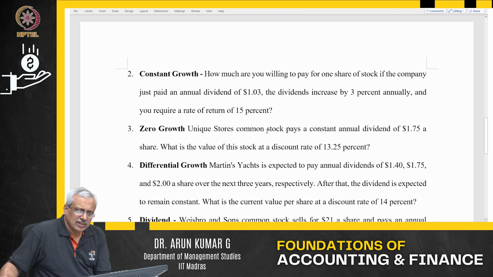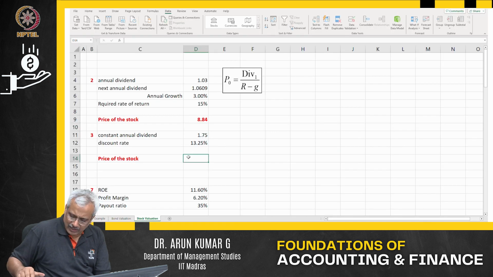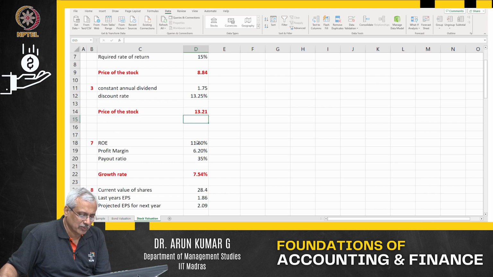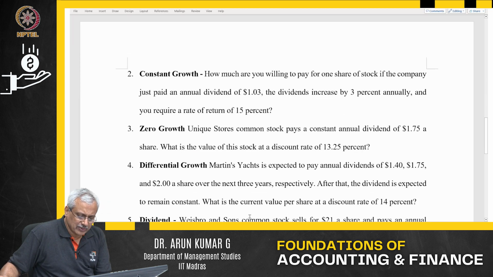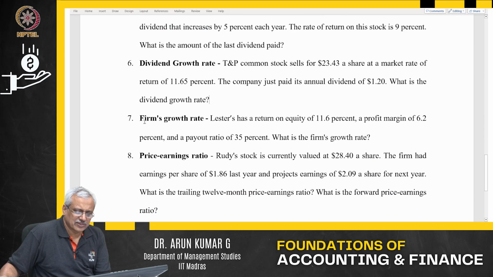Unique Stores common stock pays a constant annual dividend of 1.75 a share. What is the value of the stock if the discount rate is 13.25? Very extremely simple and straightforward. This is the dividend divided by the discount rate, and that's all we have. Your stock is about 13.21 in this particular case. The 4th, 5th, and 6th you can do, it's the same. Let's jump to the 7th.